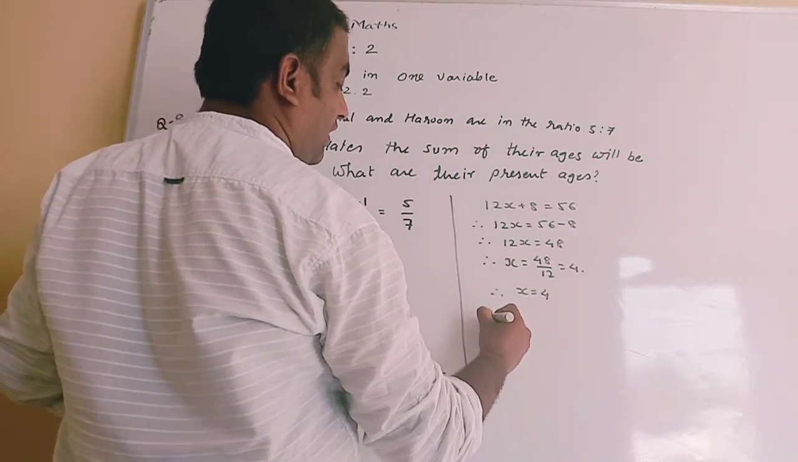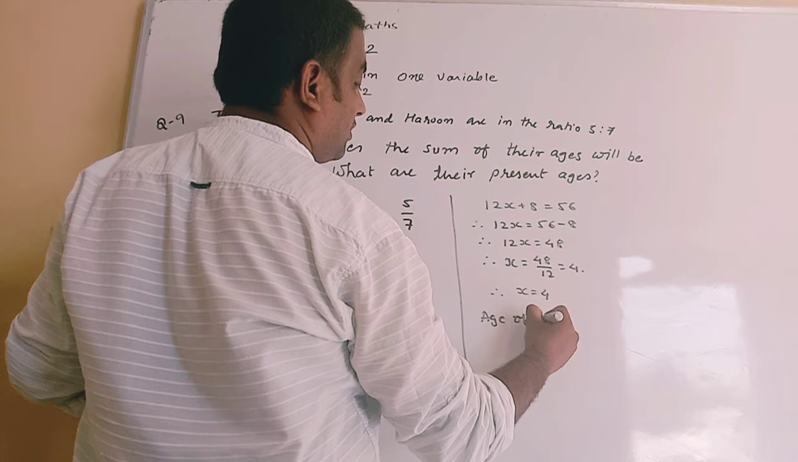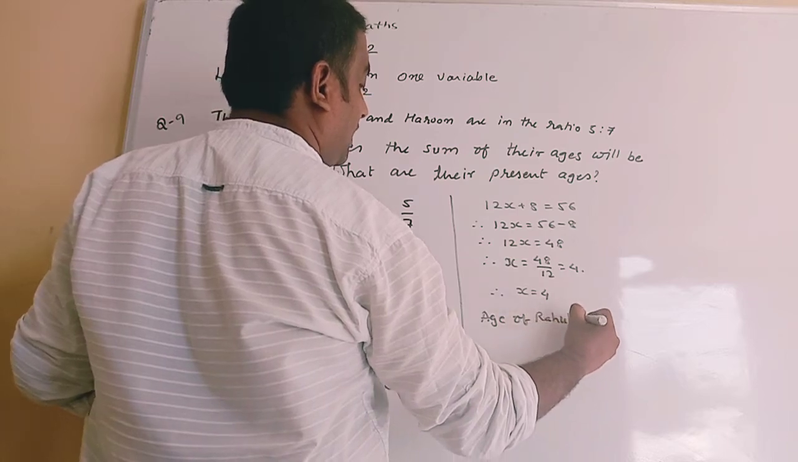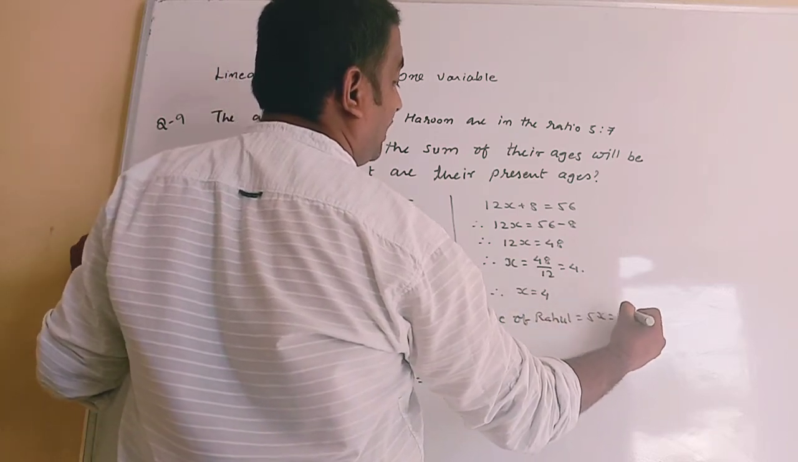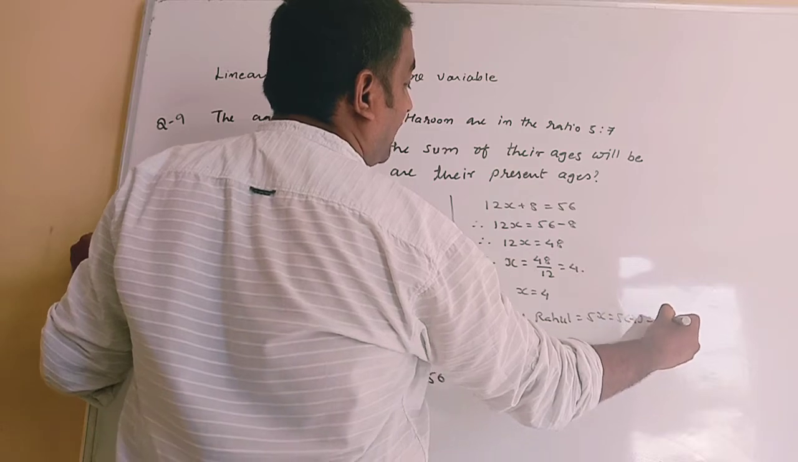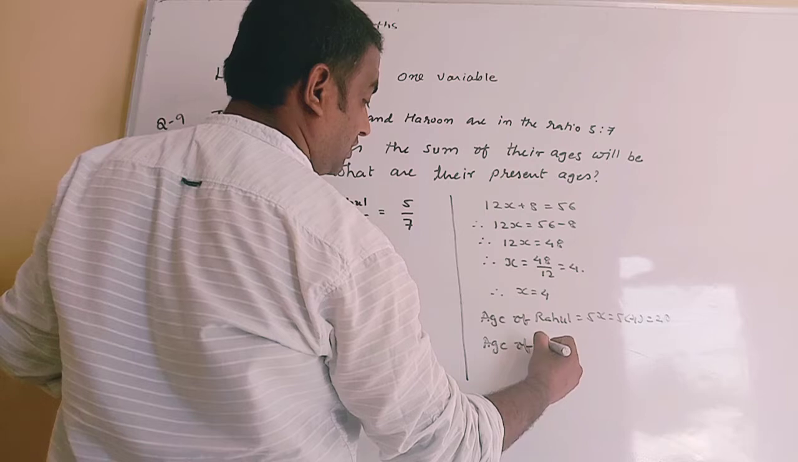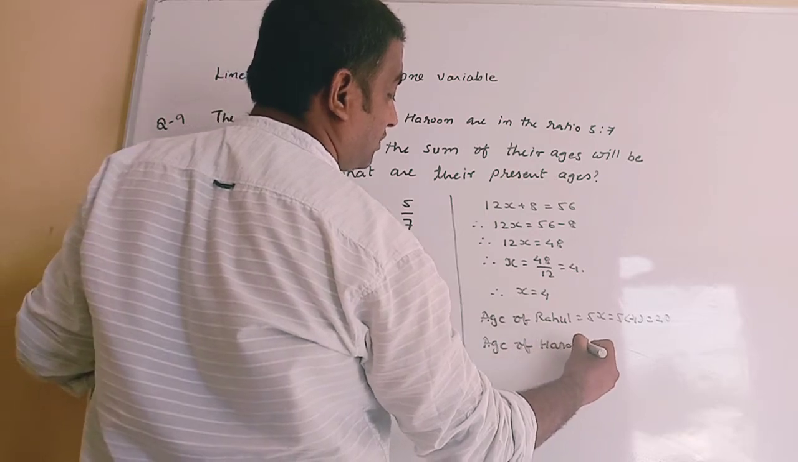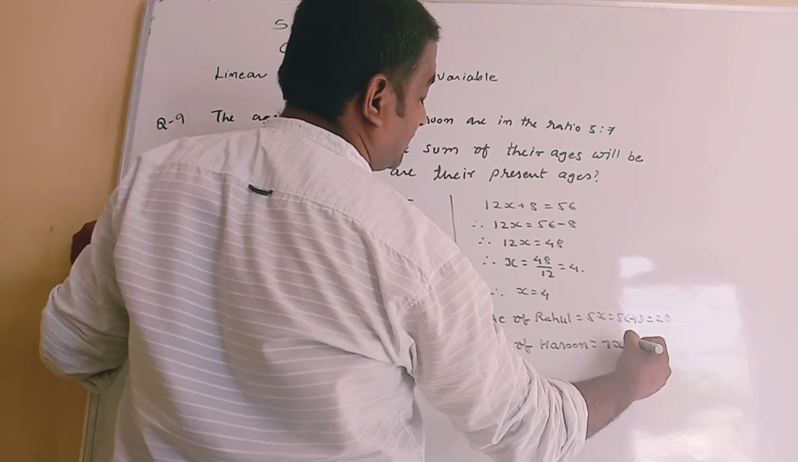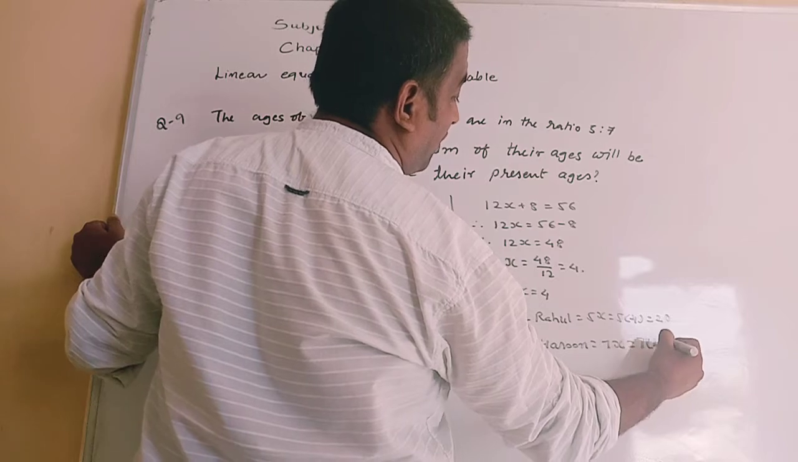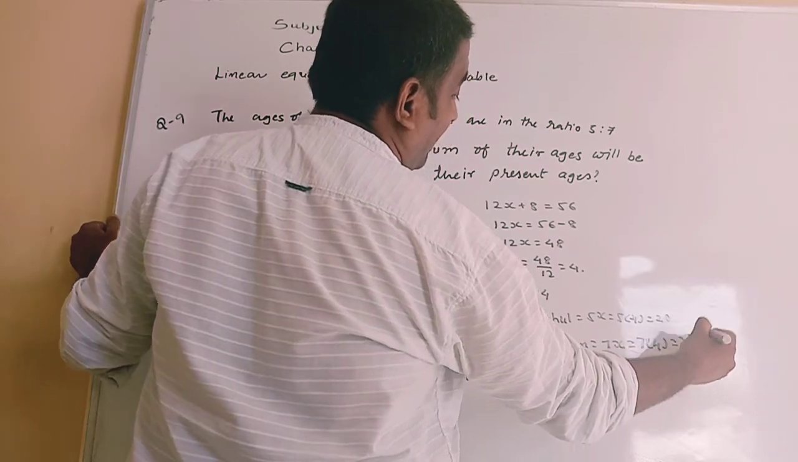So the age of Rahul at present is 5x. So 5 into 4 is 20, and the age of Harun is 7x. So 7 multiplied by 4, that is 28.